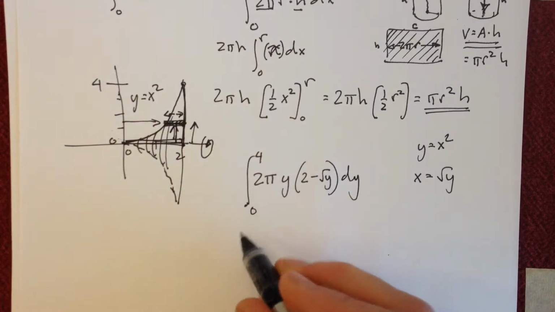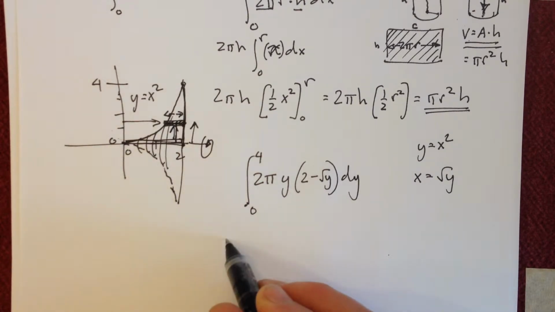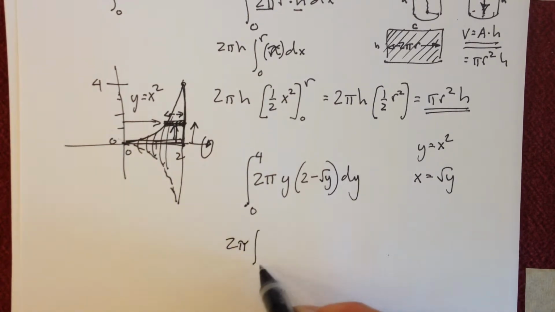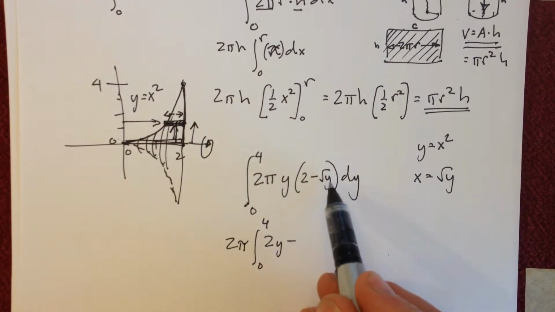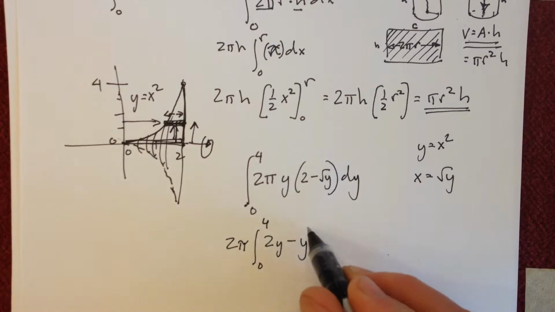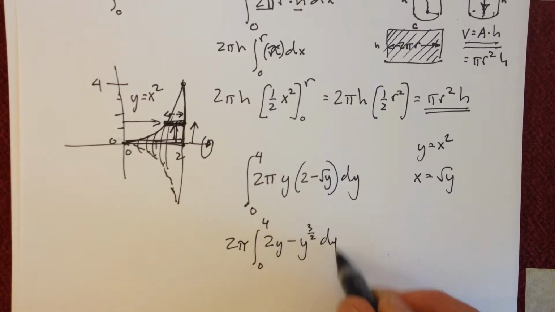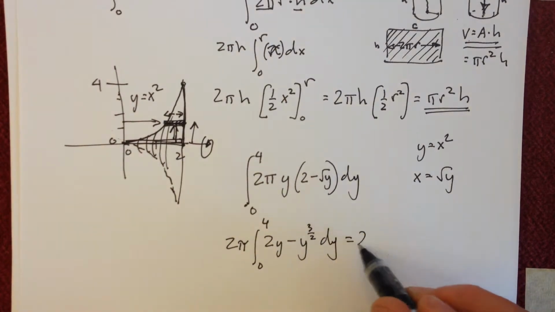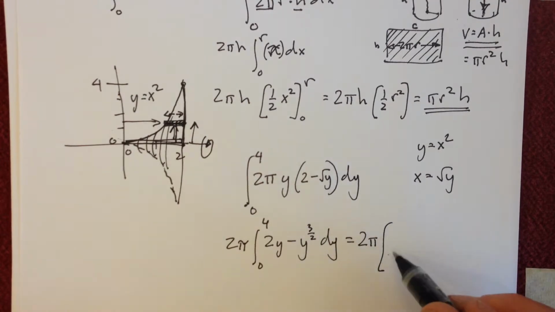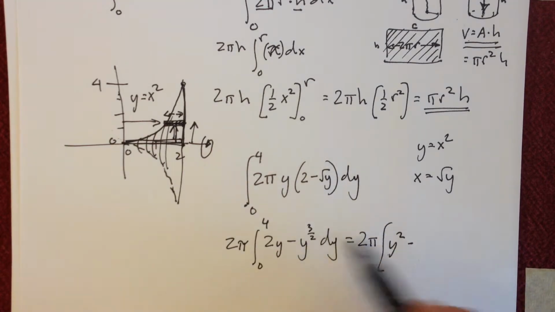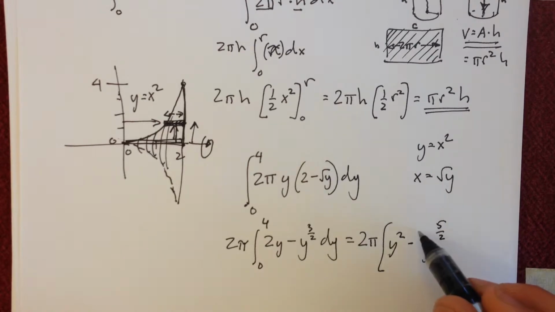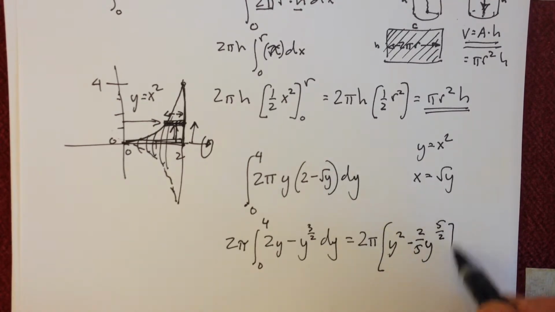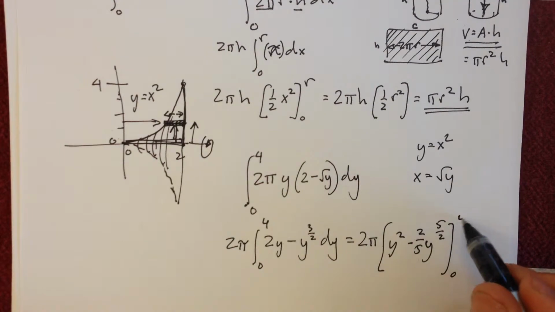This gets tedious at times, but I bring the 2 pi out, and it's from 0 to 4. If I multiply that in, it's 2y minus, and I'm going to get it out of radical notation, y to the 3/2, and then dy. What does that equal? That's 2 pi times, integrating, y squared minus, and then add that up a notch, so it's 5/2, and that means it's 2/5, and then I'm integrating from 0 to 4.